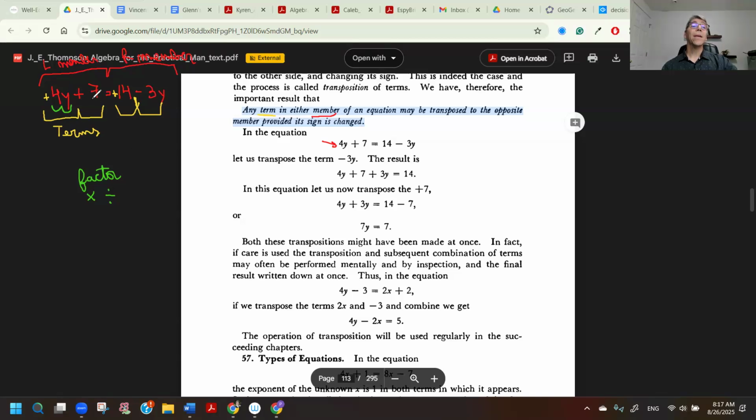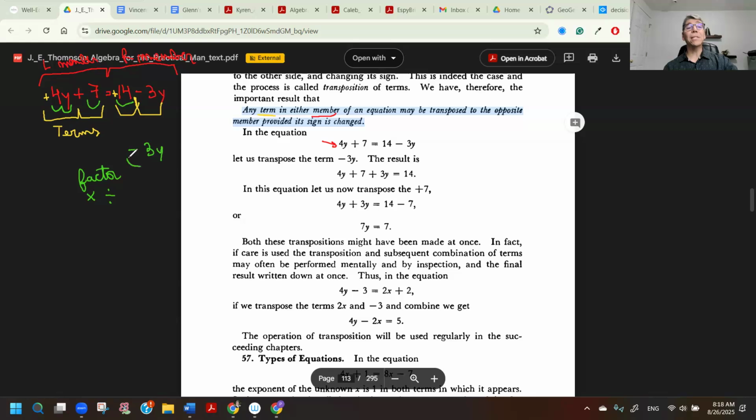This term, we can say that it has the factor of plus 1 times 7. The 1 is always implied, but we can just say it has just one factor. The 14 is also one factor. And then here, you can think of minus 3y as two factors.